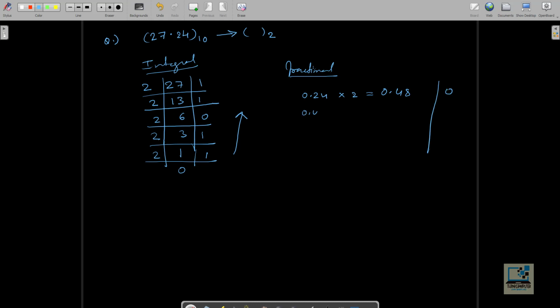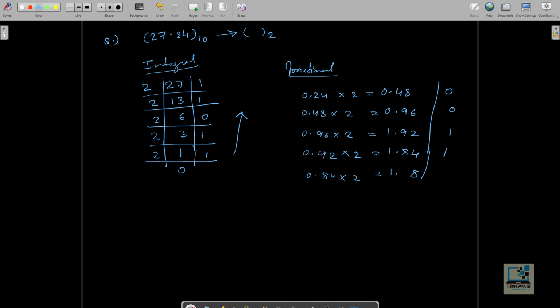Then 0.48 into 2, 0.96, in that 0 out. Then 0.96 into 2, that will be 1.92. In this we will be taking out the 1. Remainder is 0.92, that you can place down. Then 0.92 into 2, 1.84. Integral part is 1, that is out. Then again 0.84 into 2, that is going to be 1.68, 1 out, and we can stop after 5 steps.